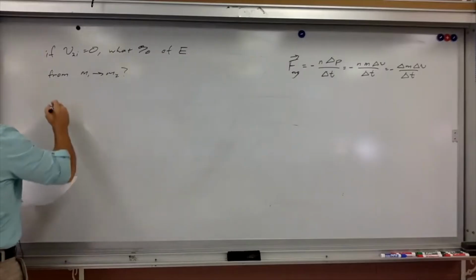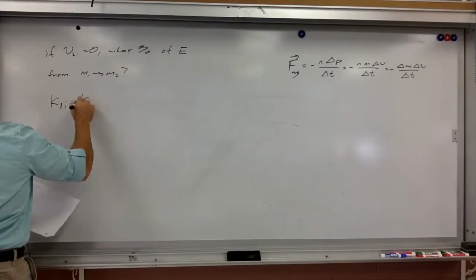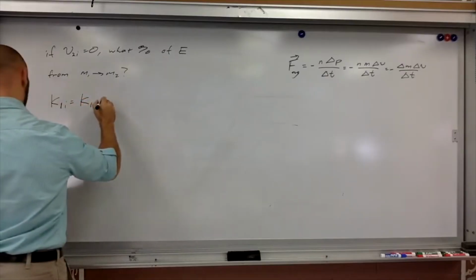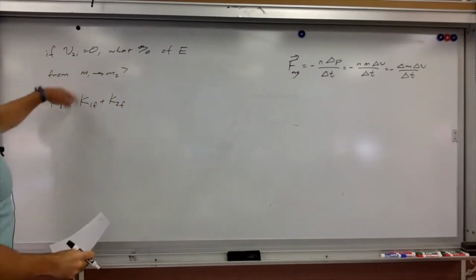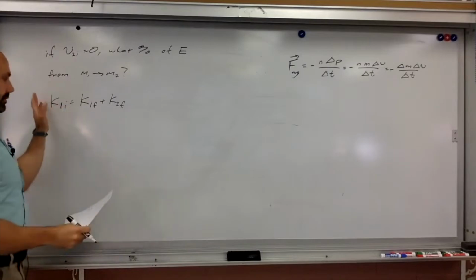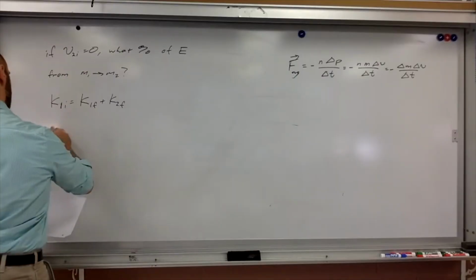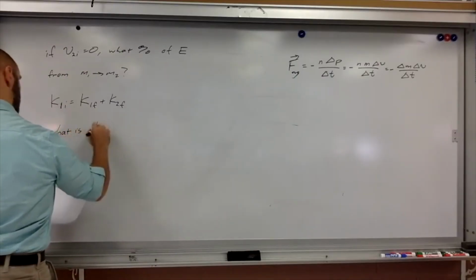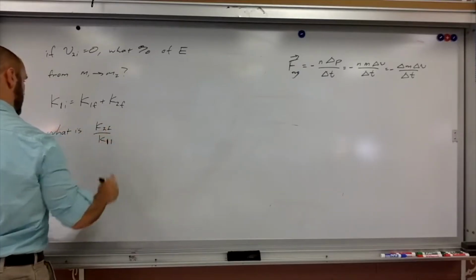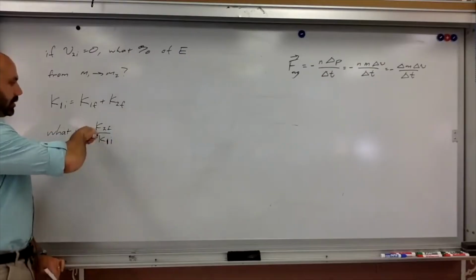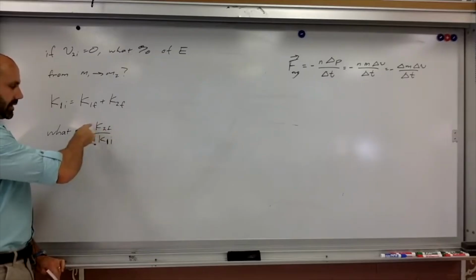All right, so really what we're looking at here is K1I is K1F plus K2F. It's totally elastic. V2I is 0, so there's no kinetic energy for the second object in the beginning. And what we're asking here is, what is K2F to K1I? So what percentage, what ratio of this is now in this? So the ratio of K2F to K1I.